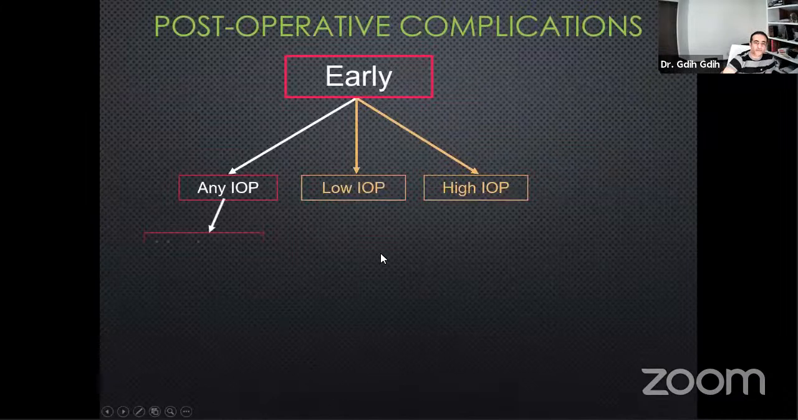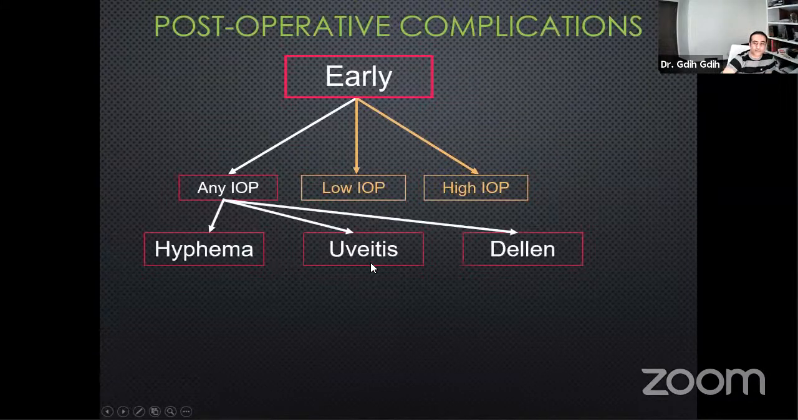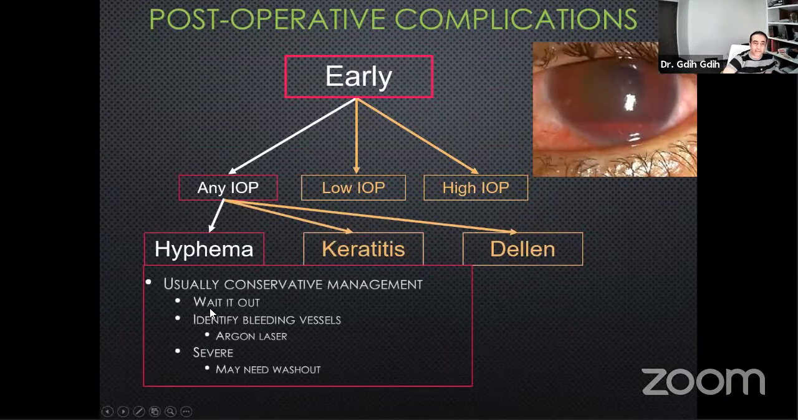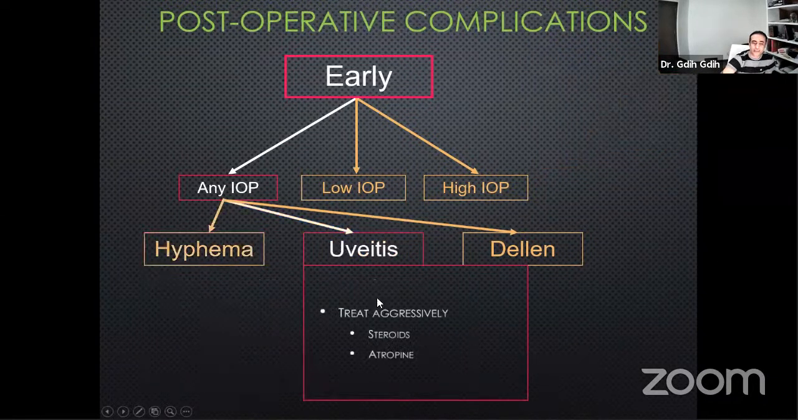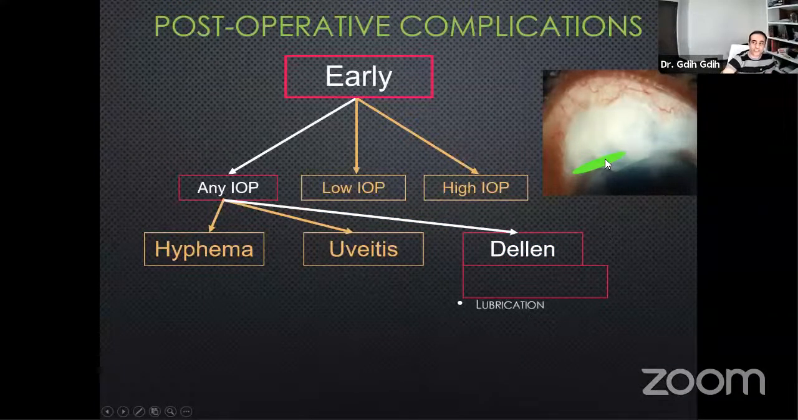What could these be? You can have hyphema, you can have uveitis, or you can have Descemet's folds. Hyphema, usual management as you would manage any hyphema. Wait it out, identify the bleeding vessel. You can use argon laser if you can see the blood vessel that's bleeding. If it is severe, you may need to wash out, especially if the pressure is more than 25. Uveitis, treat aggressively with steroid and atropine or cycloplegics. If it is a Descemet's fold, you can use lubrication and wait it out, and it usually clears.